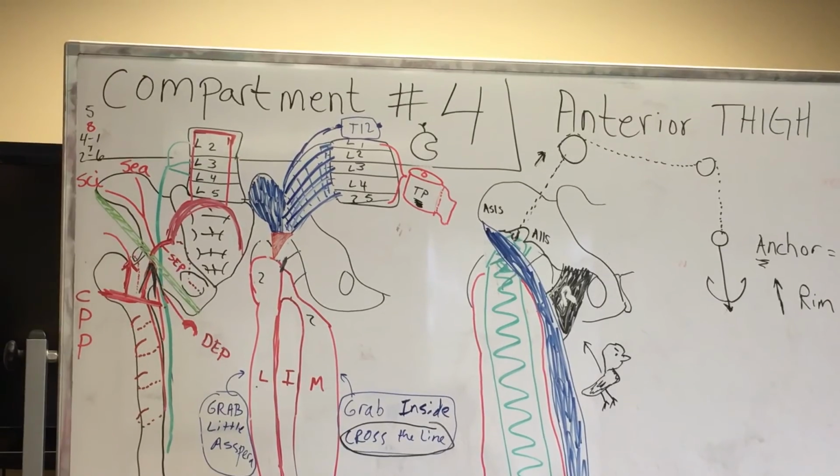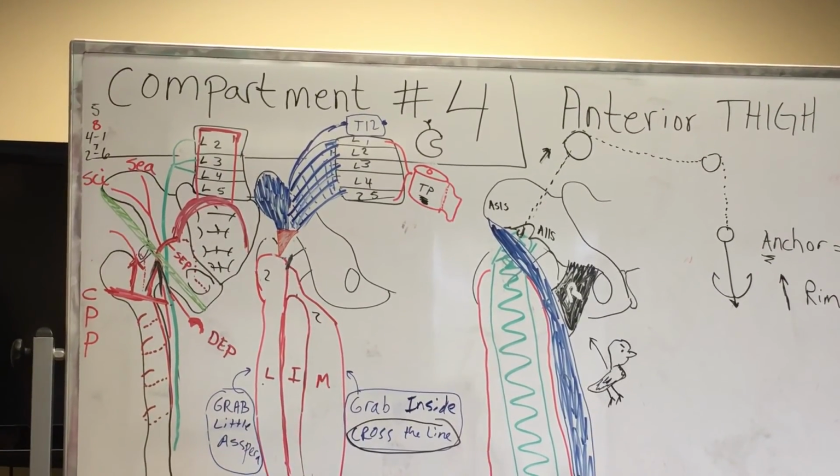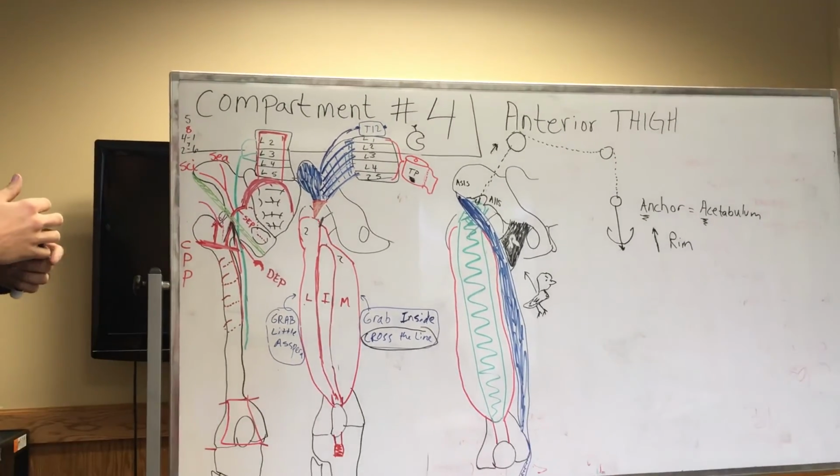It also said in the book that it originated at the intervertebral disc, right? Was that the intervertebral disc from T12 all the way down? Yeah.